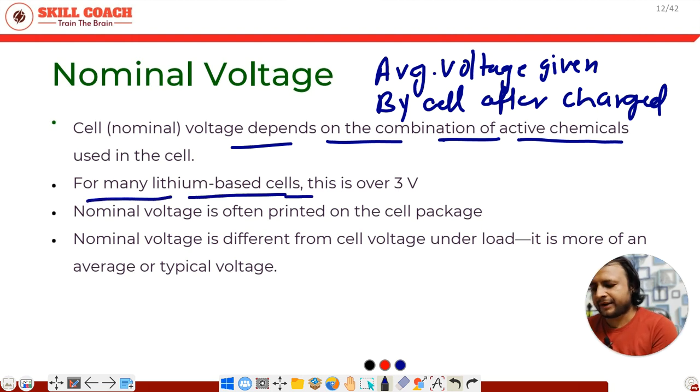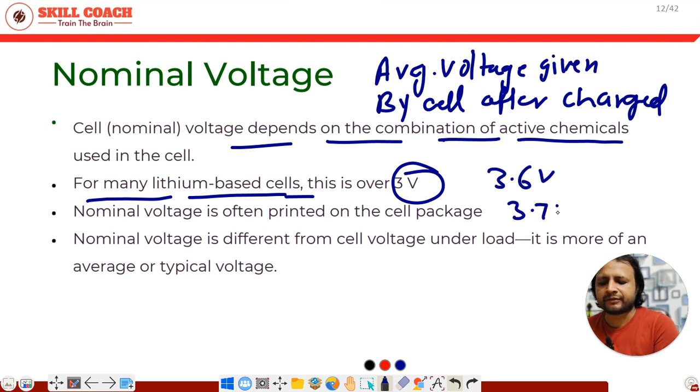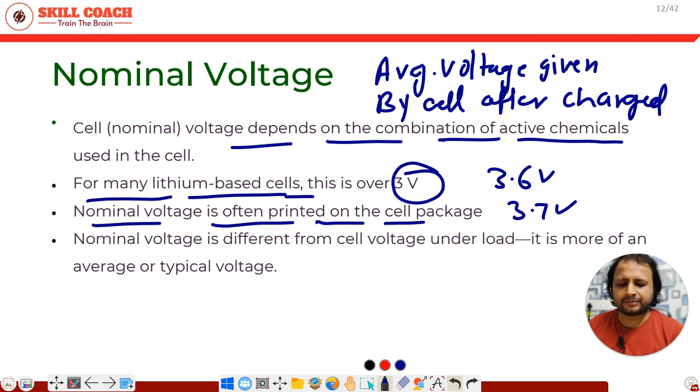For many lithium ion based batteries, this voltage is around 3 volt, or sometimes 3.6 volt and 3.7 volt. This is ranging between 3 to 4. And nominal voltage is often printed on the cell packet. Whichever cell you take, you will see on its packet they mention the nominal voltage of the cell. This is important. Suppose you are making a battery pack, and if they do not mention it, every time you need to measure the voltage with the help of your voltmeter.